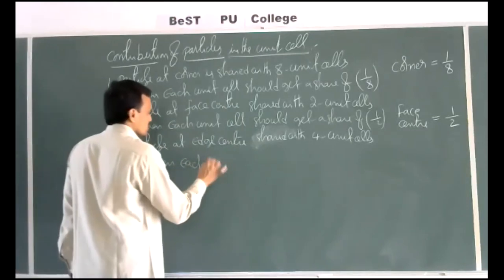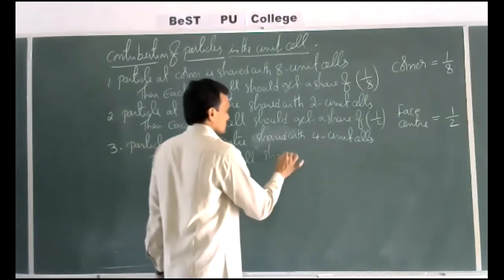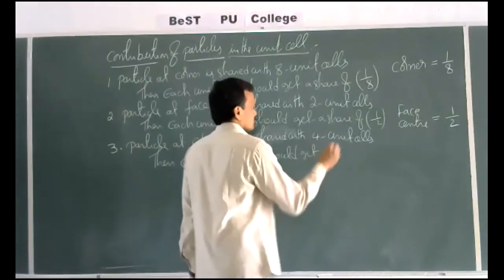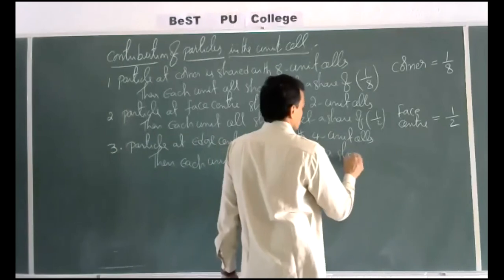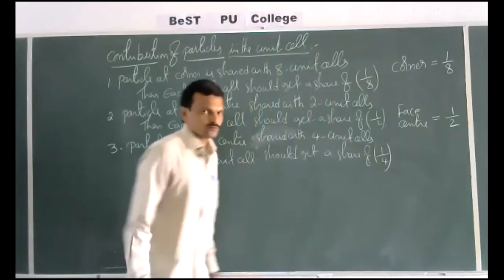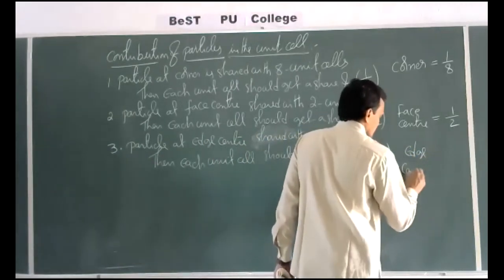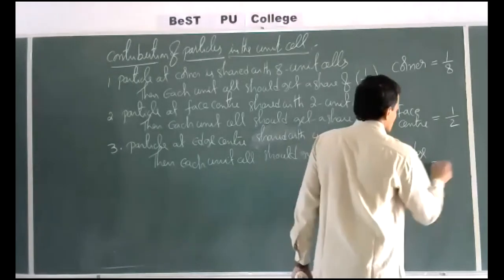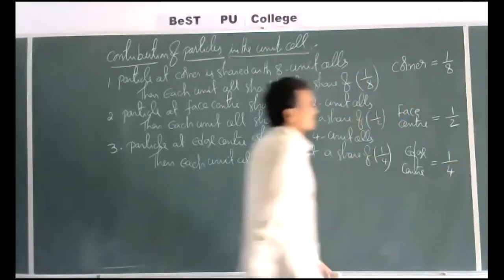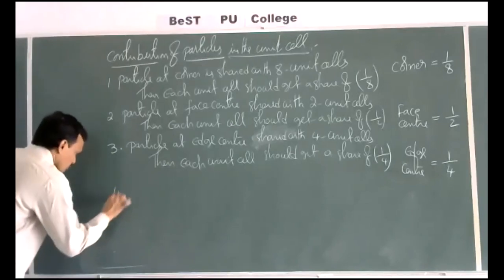then each unit cell should get a share of 1/4. Therefore, the contribution of the edge center is equal to 1/4. Right. Now, one more, the fourth position.